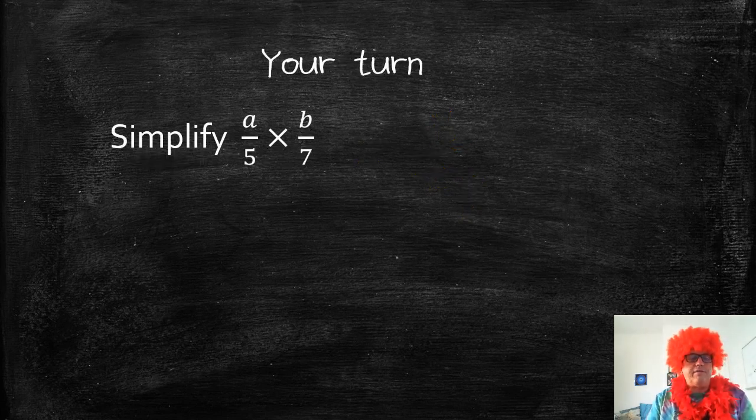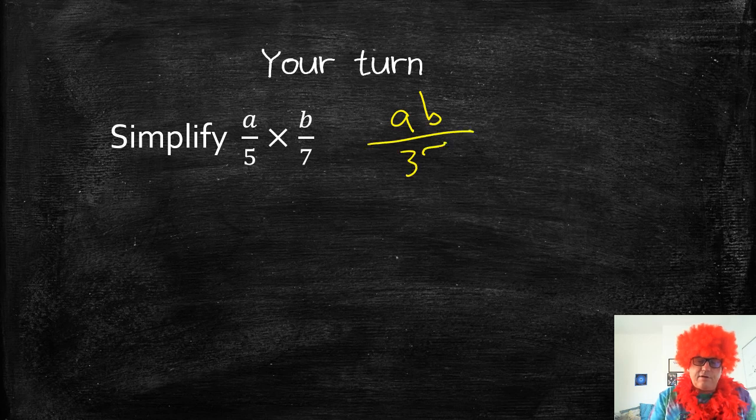Okay, you pause the video and multiply out these fractions. Again, very straightforward. A times b is ab in my numerator. 5 times 7 is 35 in my denominator. Nothing to simplify.